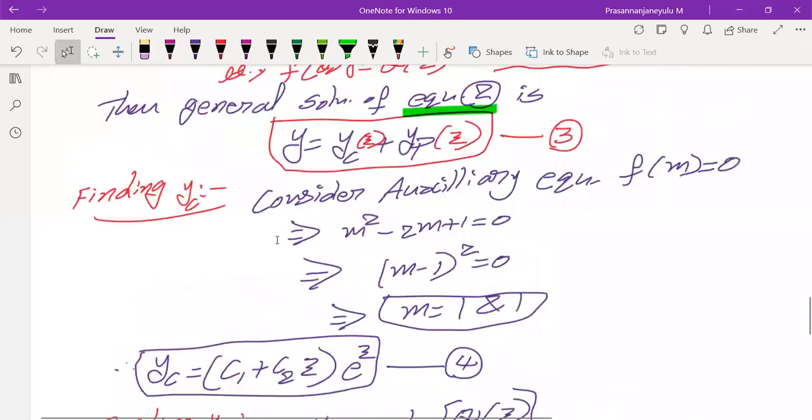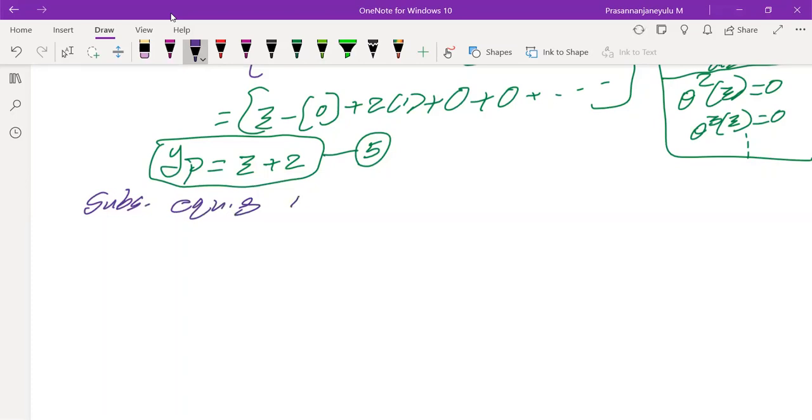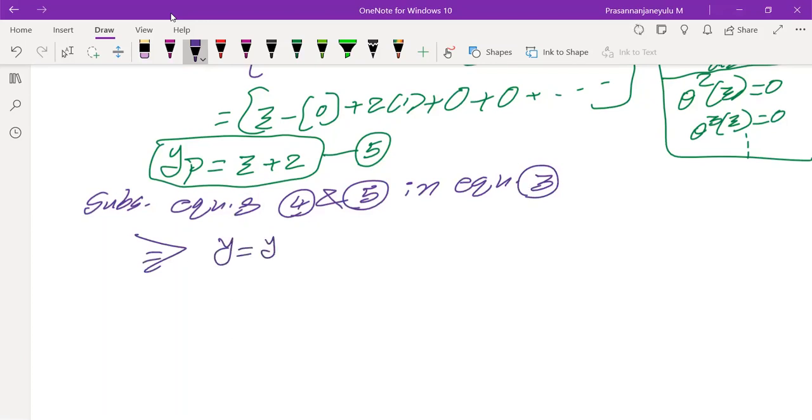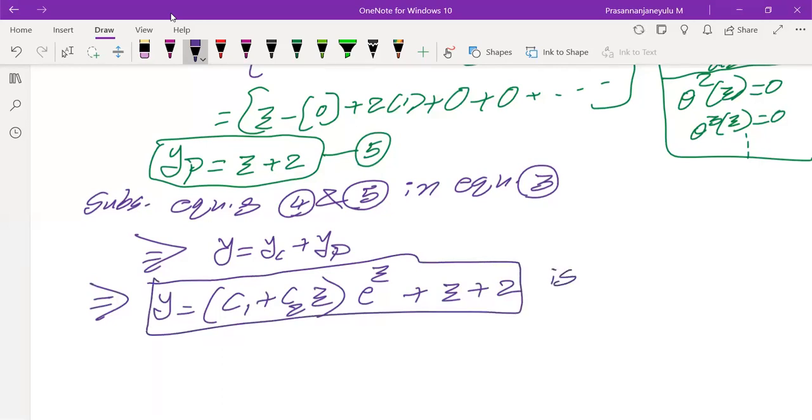Now we have to substitute equations 4 and 5 in equation number 3. That implies y equals yc plus yp. That implies y is equal to, what is yc we got? (c1 plus c2 z) into e power z, plus yp, which is z plus 2. This is the general solution of equation number 2 only.